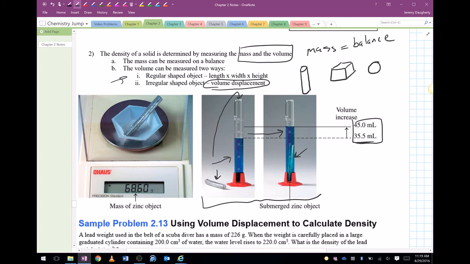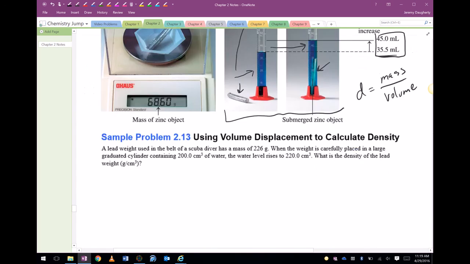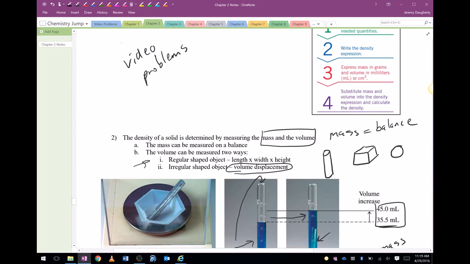We have a density lab and you'll figure out volume both ways. Sometimes you'll measure it, sometimes you'll do volume displacement, sometimes you'll do both to the same object. Once you have your mass and once you have your volume, you just divide those two, and that's how you get your density. So there you go. Section 2.8.